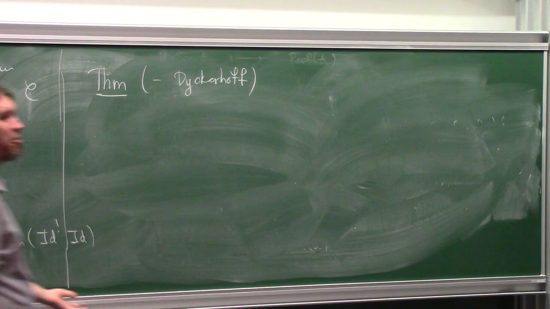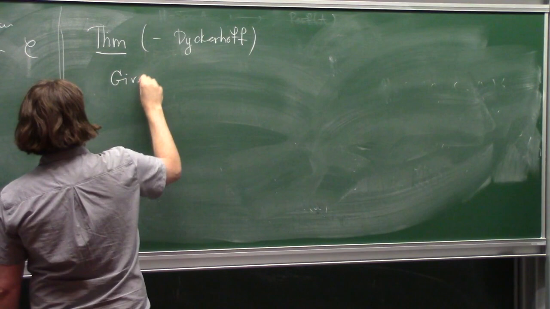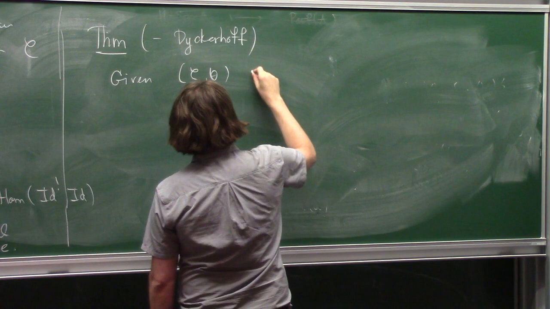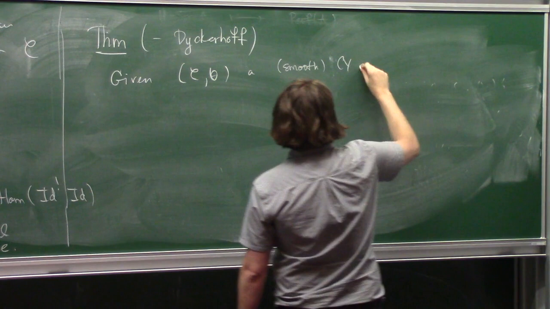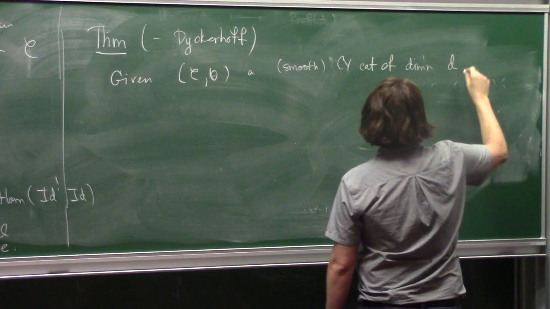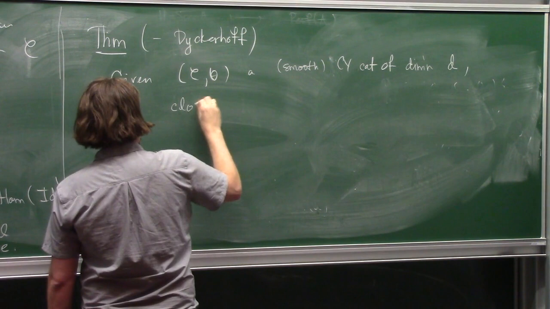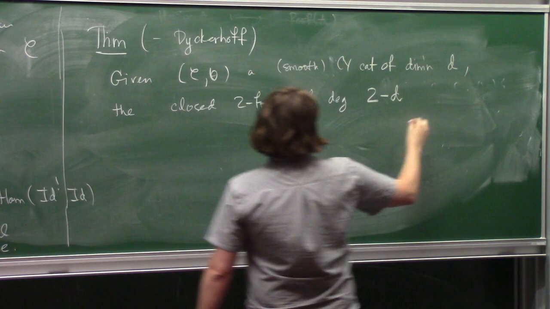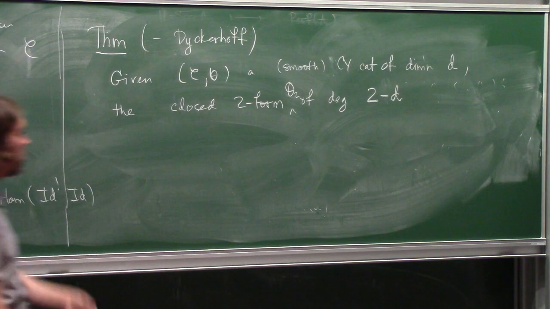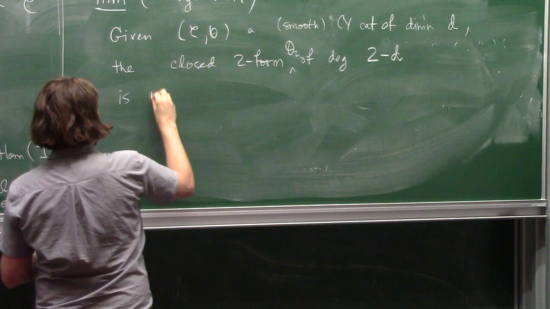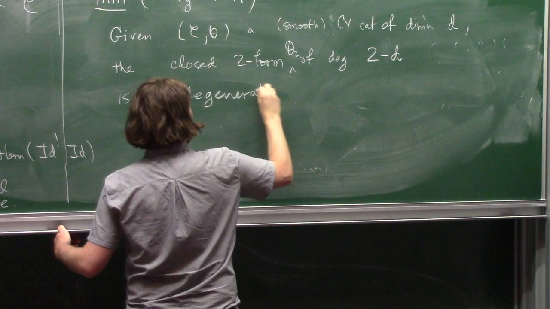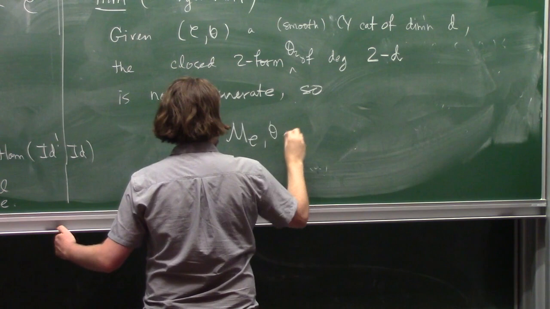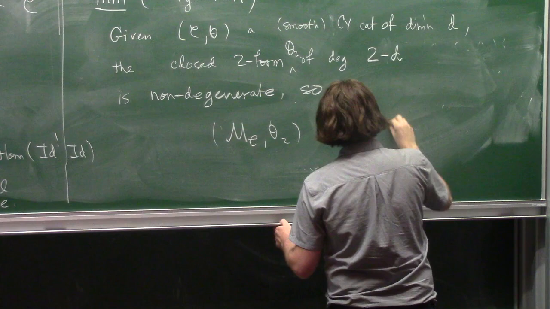So the theorem is that given this pair C, theta, a smooth Calabi-Yau category of dimension D, the closed two form that I extract, the closed two form of degree 2 minus D, theta 2, so for each P I could get a closed P form, here I take the two form, is non-degenerate, so the moduli space together with this two form is shifted symplectic, so people say 2 minus D shifted symplectic.